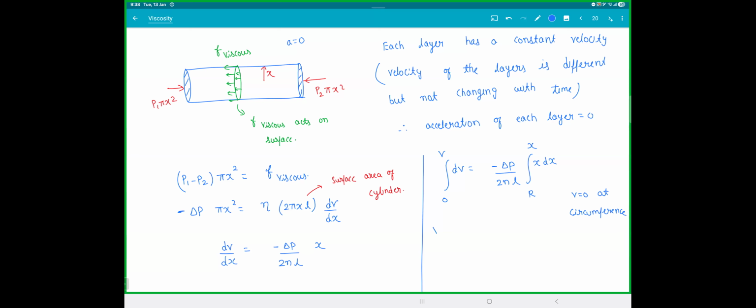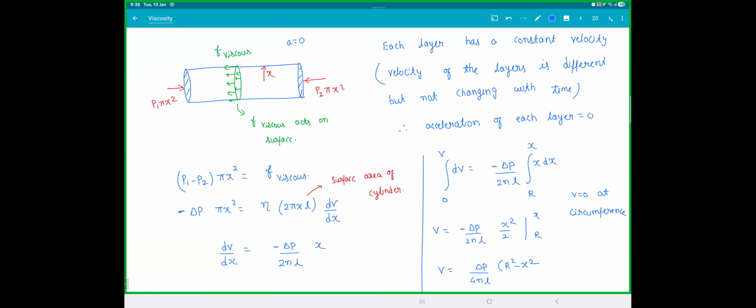So when you integrate this, you end up with v is equal to minus delta p by 2 eta L, x square by 2. Limits will go from x to r. So you get v is equal to delta p by 4 eta L times r square minus x square. Check. That's your velocity.